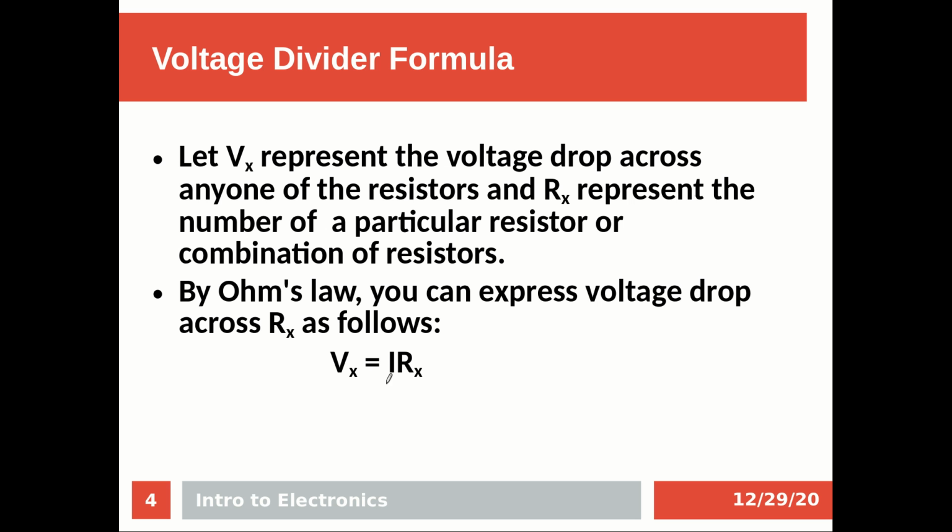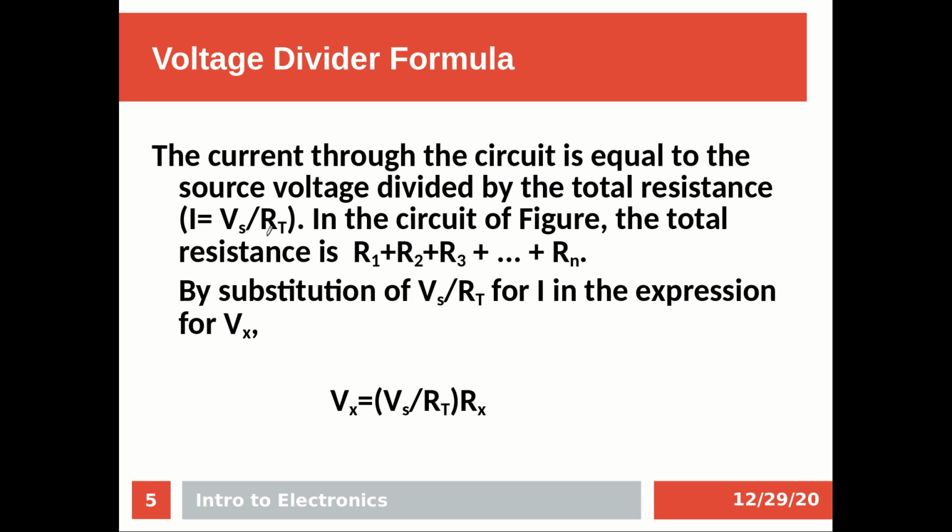Now this I is equal to what? It's equal to the total voltage over the total resistance. And the total resistance in the series circuit is calculated by the summation of all resistances from R1 to Rn, whatever the number of resistors. Okay, so if you substitute this equation into the previous equation for Vx, then we have Vx equal to Vs over Rt, the R total, multiplied by the value of this resistor.